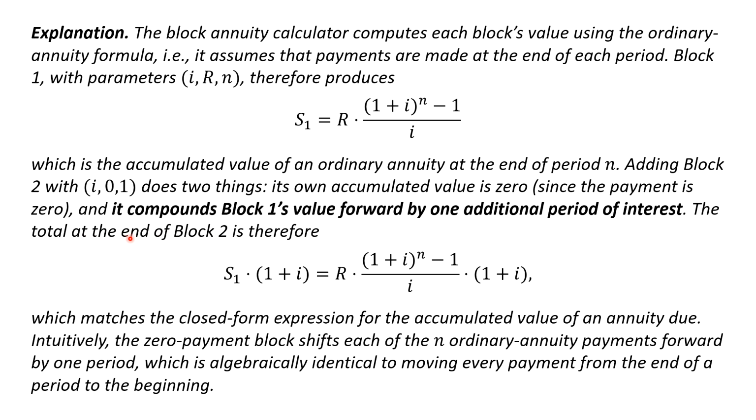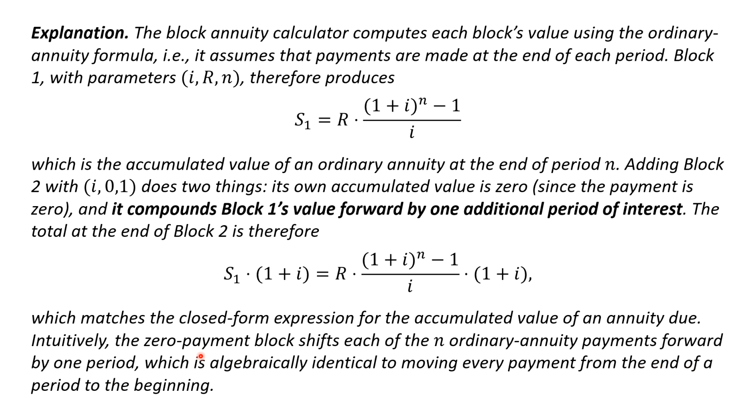The total at the end of block 2 is therefore 1 plus i times this formula here, which gives us this, which matches the closed form expression for the accumulated value of an annuity due. So you basically just shifted things, giving them one additional period of interest accrual. Intuitively, the zero payment block shifts each of the n ordinary annuity payments forward by one period, which is algebraically identical to moving every payment from the end of a period to the beginning.